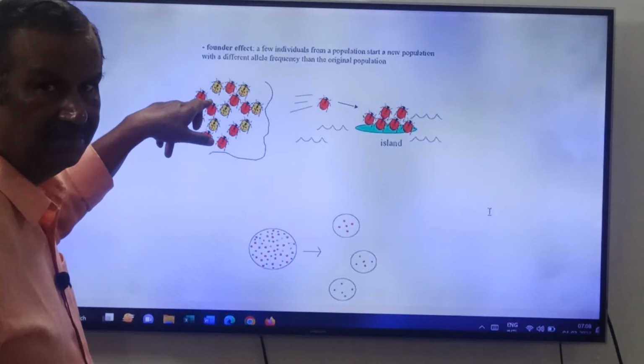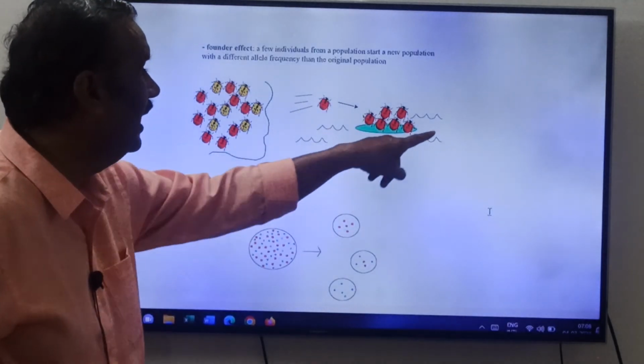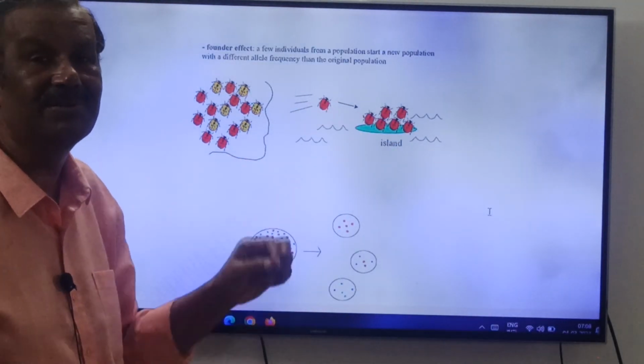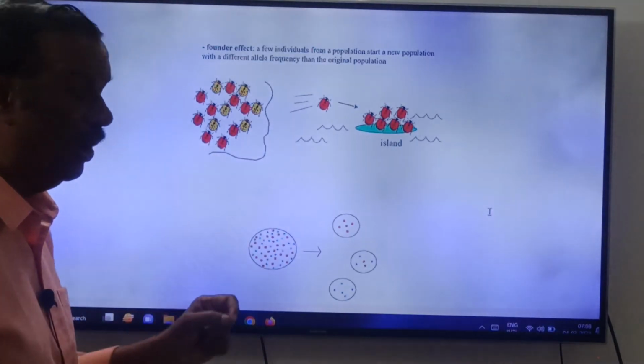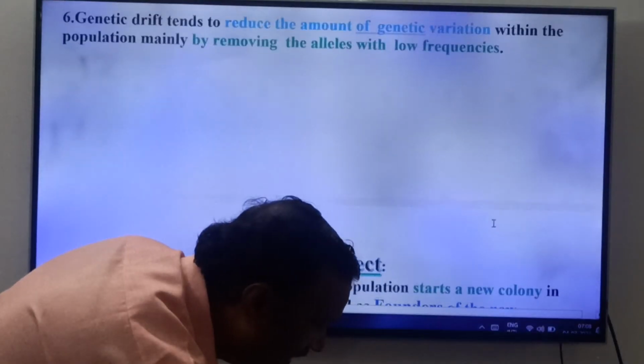Morphologically and genotypically they are dissimilar. But in the new colony, the founders' colony, genotypically and phenotypically they are all the same. This is called the founder effect. Friends, this is about what? Genetic drift.